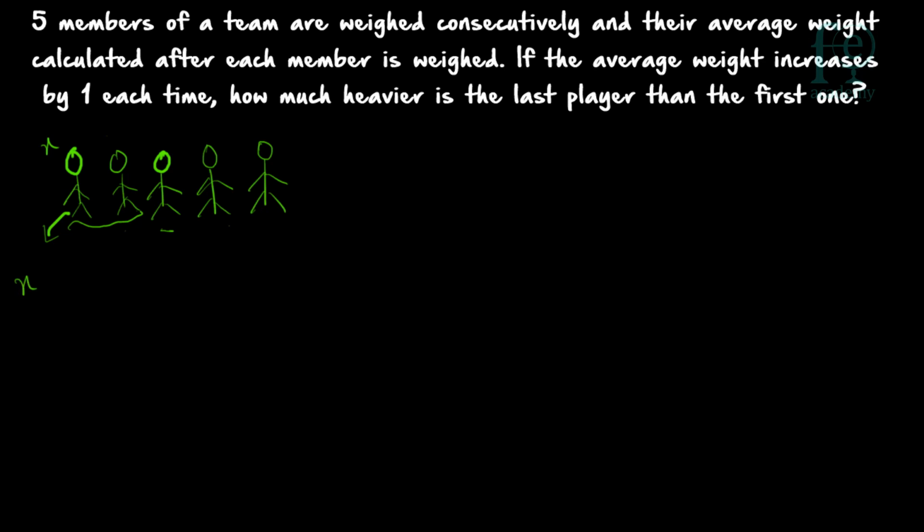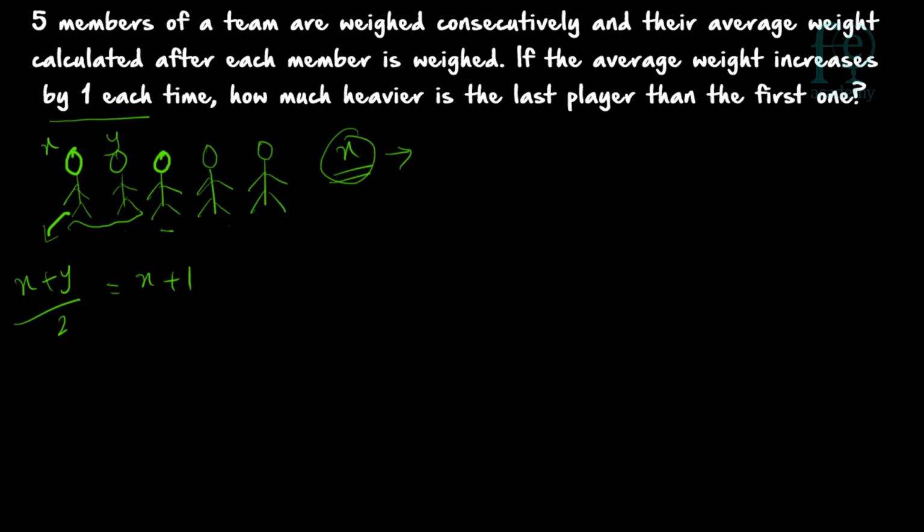Then after that, X and Y will be weighed. So X plus Y divided by 2 will be taken, and then we will be finding out the new average. So every time we can say that the average will be increasing by 1 each time. So first, X plus Y divided by 2 will be equal to X plus 1. X is the first average. When only one member is there, the average and the weight, everything will be the same, X.